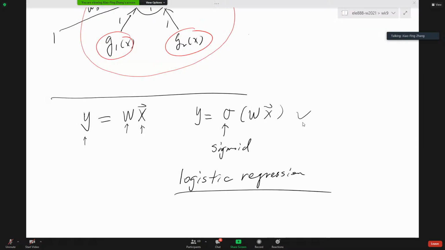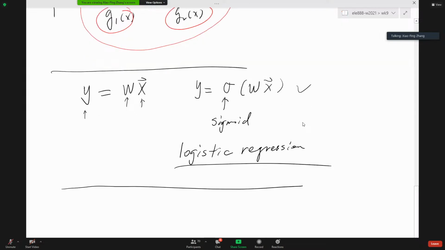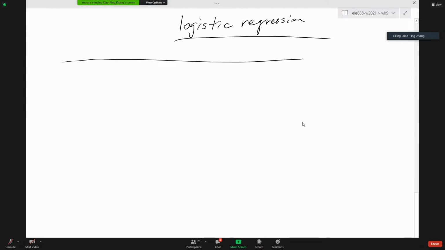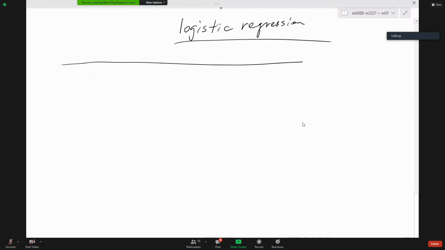The XOR problem is the most famous problem when people explain the nonlinear model, the nonlinear classification. I think all of you are from electrical engineering, so you know what XOR is, right?